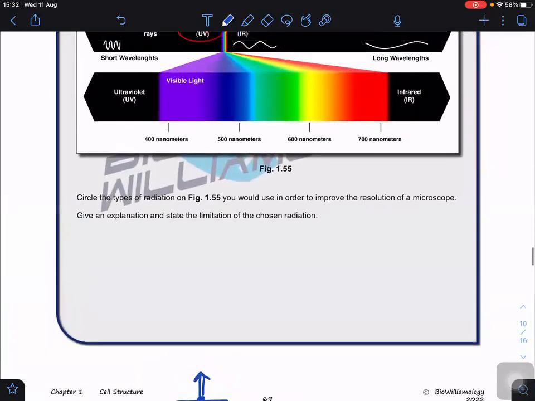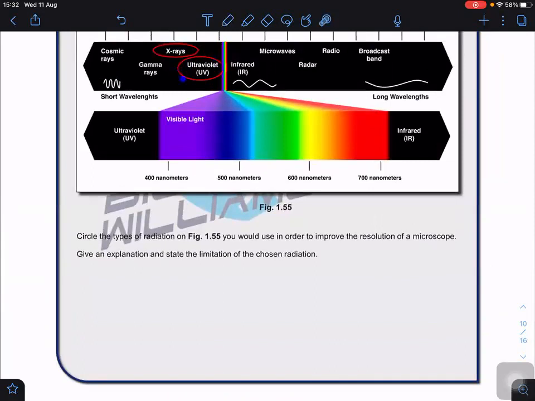Now the problem here is that UV and X-ray cannot be focused by using a lens. Are you clear? We won't be able to focus them using the lens, making them not so suitable. They meet one criterion, shorter wavelength, but we can't focus them. UV is not visible light, so how do you focus it? X-ray, you can't focus it either.